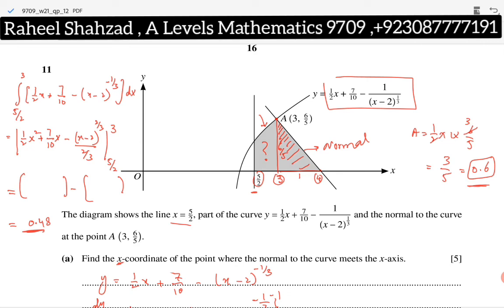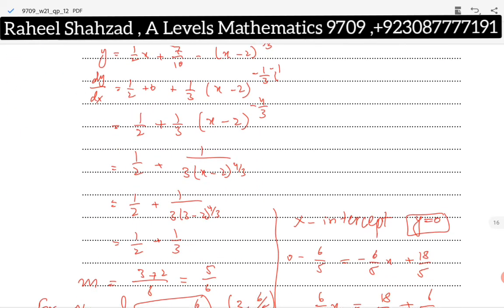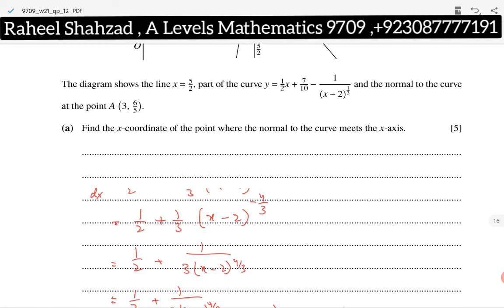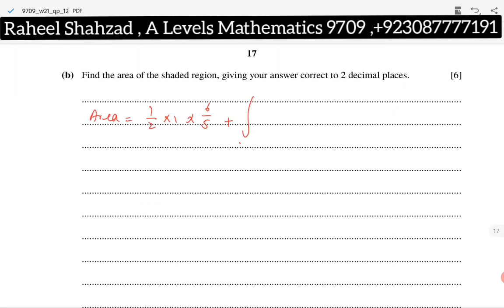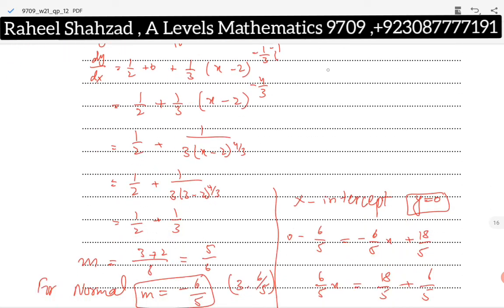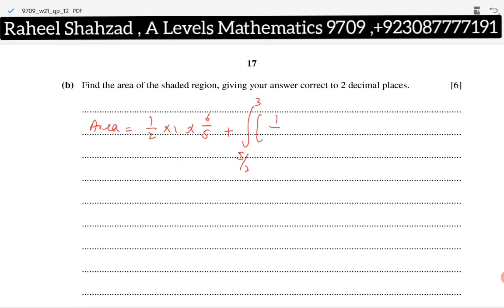And if we add 0.6 into 8, that will get total area. So 0.48 plus 0.6, one by 2 into base into height plus integration from 5 by 2 to 3, that is equal to the curve, and the curve is half x plus 7 by 10 minus 1 divided by x minus 2 power 1 by 3, I guess, dx.